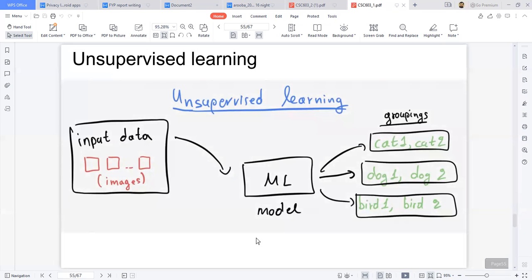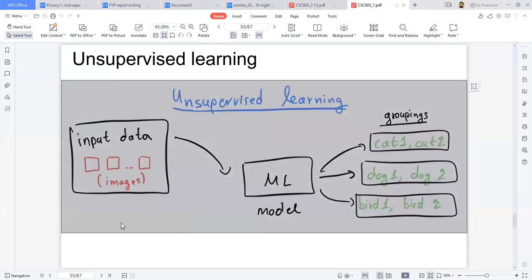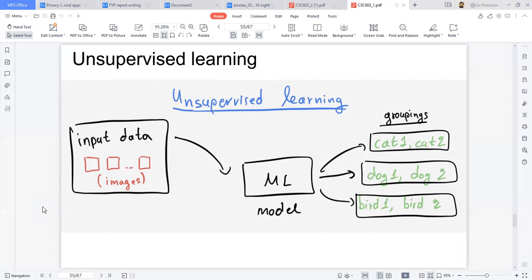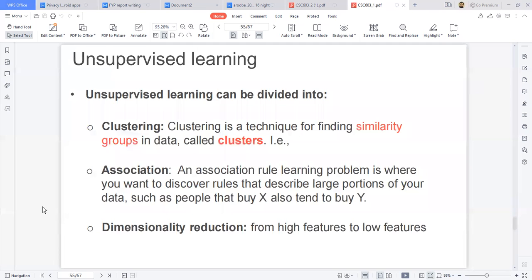So unsupervised learning, the way is like you have some input data, some images, and then you apply the machine learning algorithm model, and then you group the data, maybe all cats in one group, all dogs in the second group, all birds in the third group. So something like this. It's clear? Yeah. Okay.